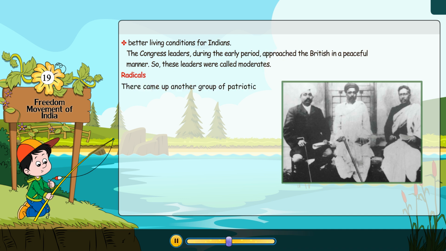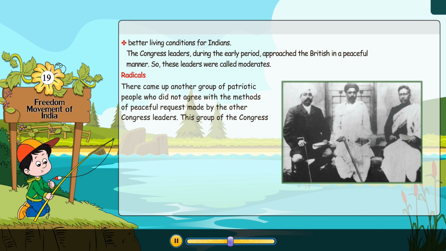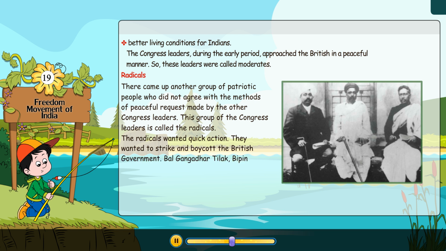Radicals. There came up another group of patriotic people who did not agree with the methods of peaceful request made by the other Congress leaders. This group of Congress leaders is called the Radicals. The Radicals wanted quick action. They wanted to strike and boycott the British government.